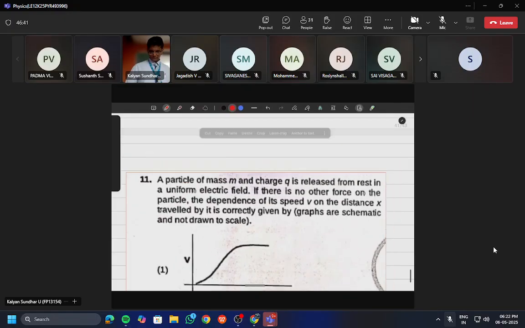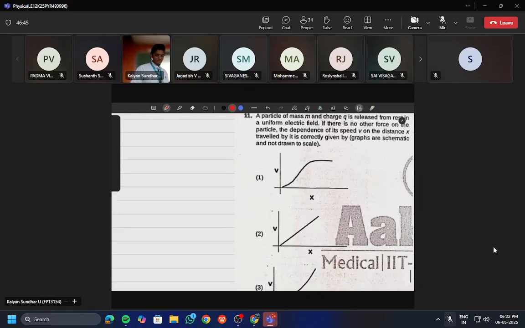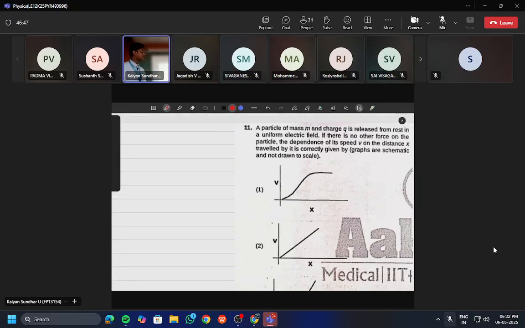So this is the next question. A particle of mass m and charge q has been released from rest in a uniform electric field. No other force on the particle. The dependence of its speed on the distance x traveled by it is correctly given by which graph? So you have to draw a graph.